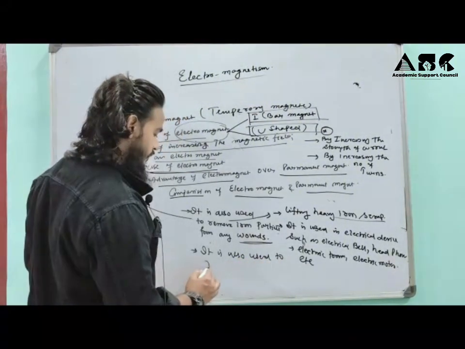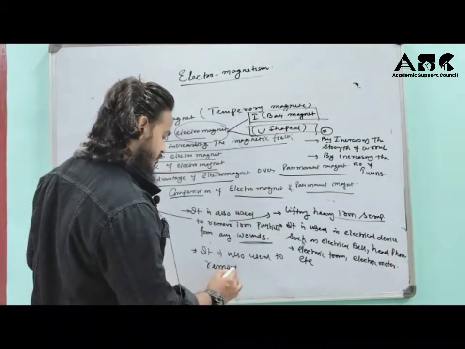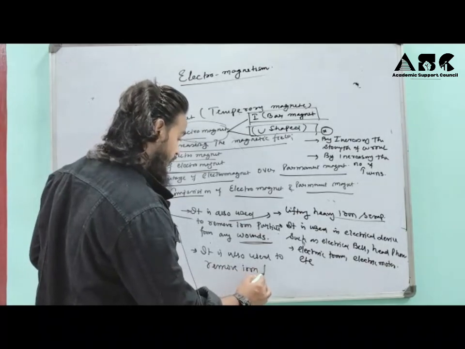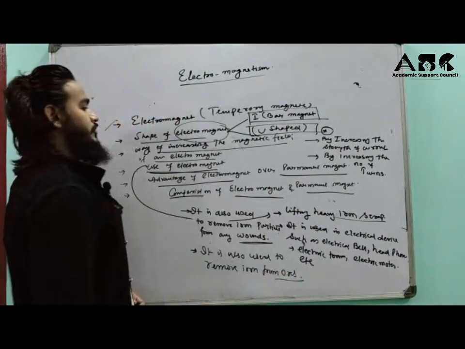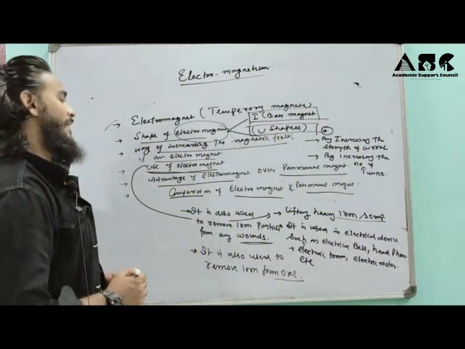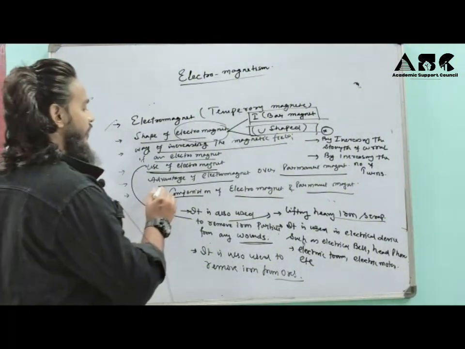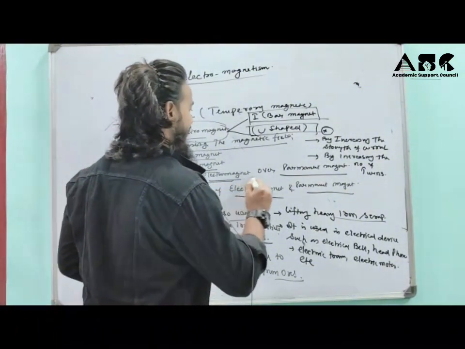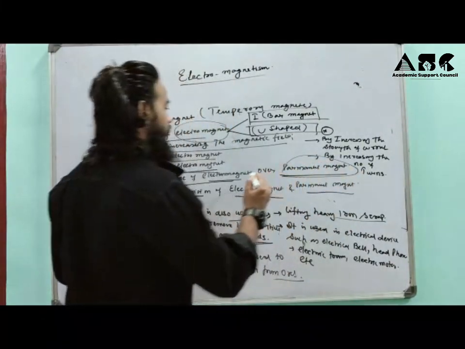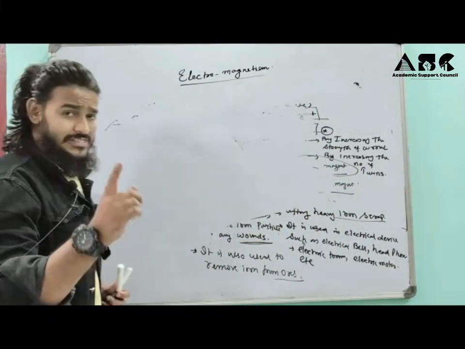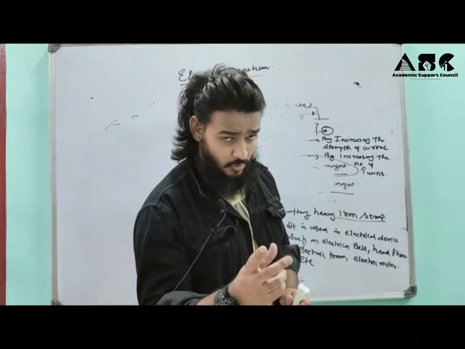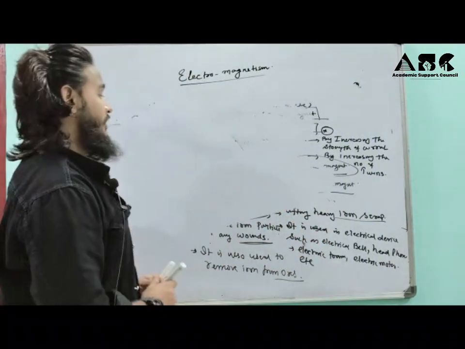And it is also used to remove iron from ores. These are the uses of electromagnet. Now see, what is the advantage of electromagnet over permanent magnet? Very important point. We already know what a permanent magnet is. The magnet which is found naturally is called the permanent magnet.